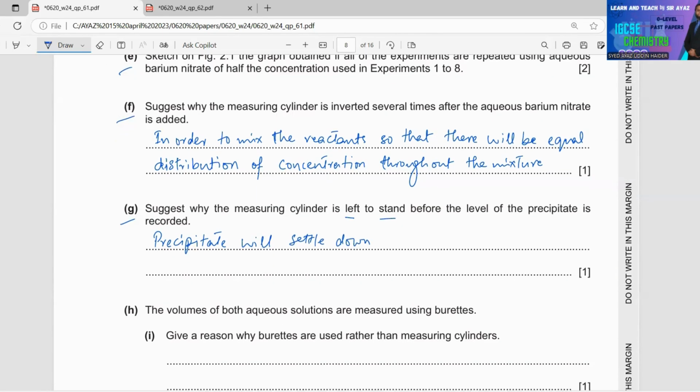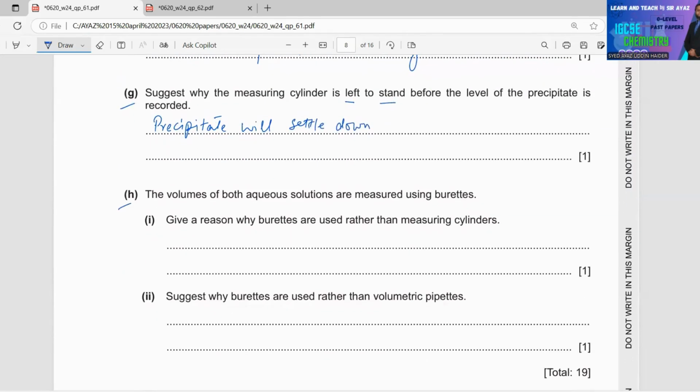Moving to next part, which is part G, part H. The volumes of both aqueous solutions are measured using burettes. 1. Give a reason why burettes are used rather than measuring cylinders. Definitely burettes have higher level of accuracy. So you write burettes have higher accuracy than measuring cylinder.